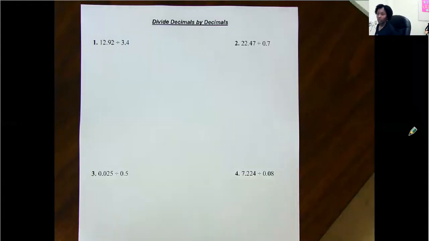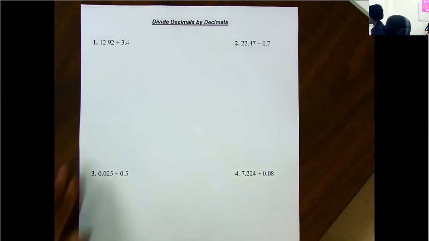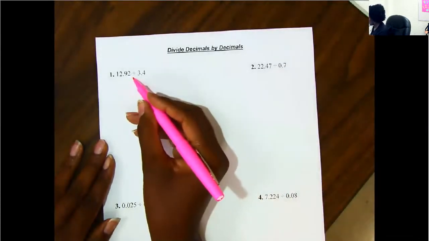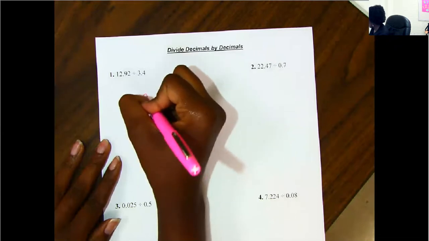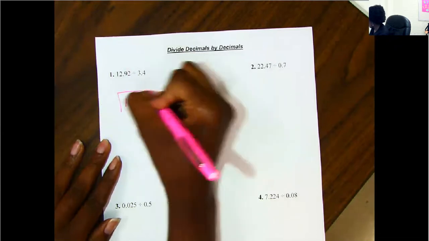Let me switch my screen. All right, ladies and gentlemen, we have 4 practice problems that we're gonna do, and then you're gonna go back and do your work for today. So dividing decimals. So remember, how you say it is how you write it. I have 12.2 divided by 3.4.